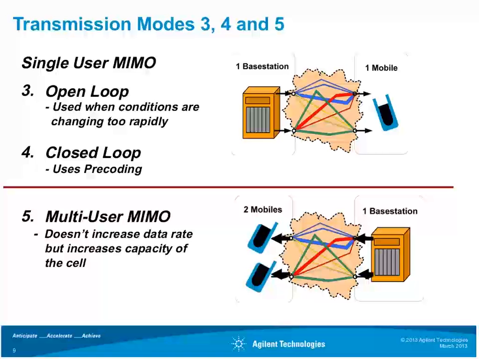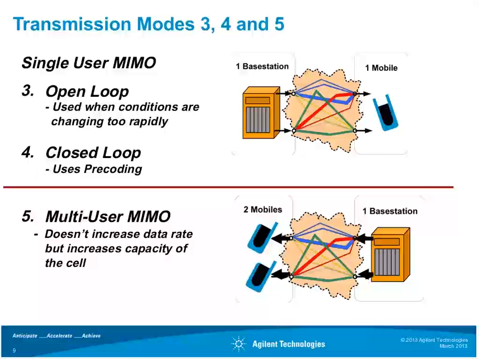The third one is single user MIMO, and it's also the fourth one. And the difference between the 3 and 4 is open and closed loop. Open loop means that the base station transmits 2 or more signals into the channel, and then only the one UE receives it, and there's no feedback from the receiver back to the base station. There's no pre-coding that's being done.